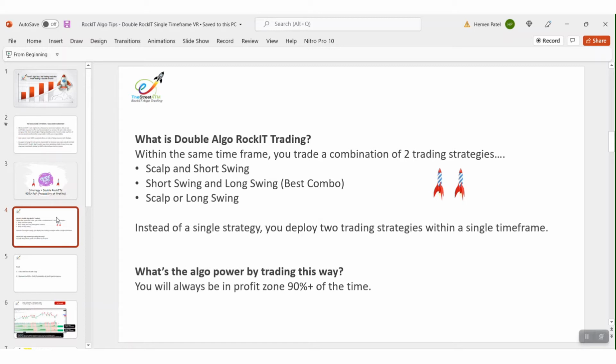So why is that strategy powerful? It's powerful because it generates 90% plus probability of profit. So we'll show you exactly visually how it helps you realize that high probability of profit, how to set it up, how to trade, how to manage your trade, etc. So let's get into it.